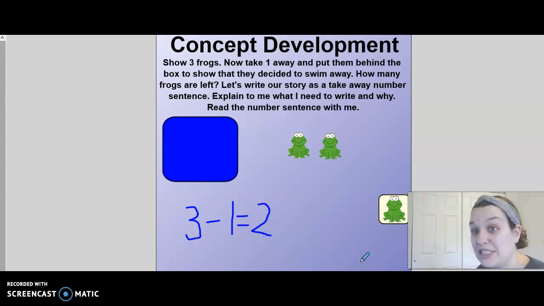If you got that, great job. If not, it's okay. We're going to keep practicing. Let's just check our work on our fingers. 3 minus 1 equals 2.